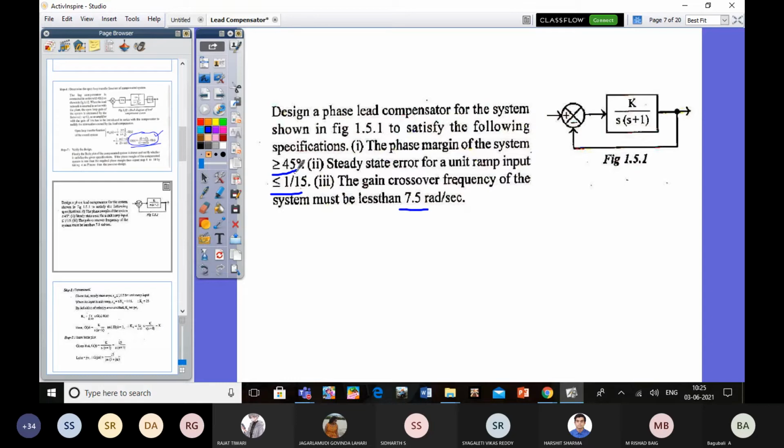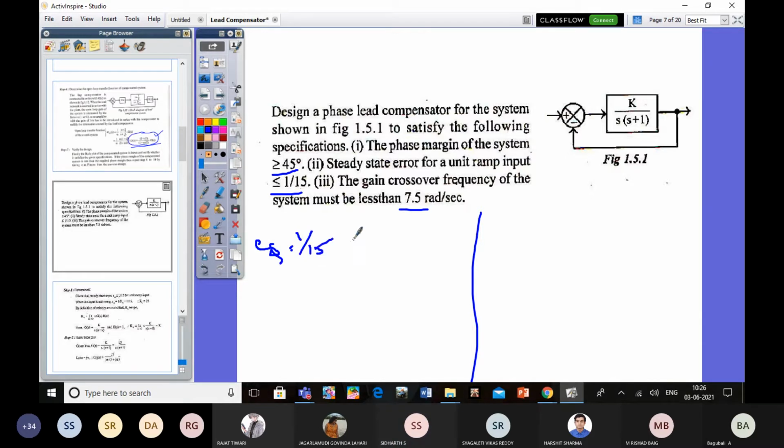So the phase margin of the system should be greater than 45 degrees. That is the requirement, and the steady state error is also given. The steady state error for the ramp input is 1 by 15. So what are the steps we have to follow first? First we find Kv and then we find the K value from Kv. Yes, that's all. The ESS value is given, equal to 1 by 15.